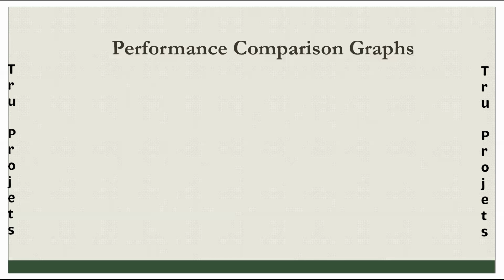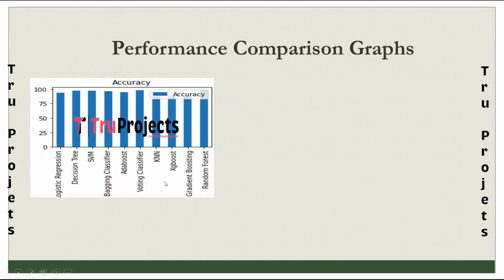We have used performance metrics, which are accuracy, precision, recall, and F1 score to evaluate all the models built in the project. So here we have performance comparison graphs for all those metrics. This is accuracy comparison graph. Here in the accuracy comparison graph, x-axis represents algorithm names and y-axis represents accuracy score for each algorithm. Similarly, we will have for precision, recall, and F1 score graphs also.